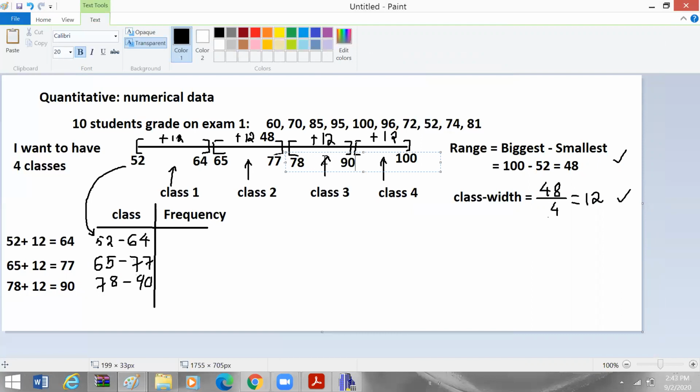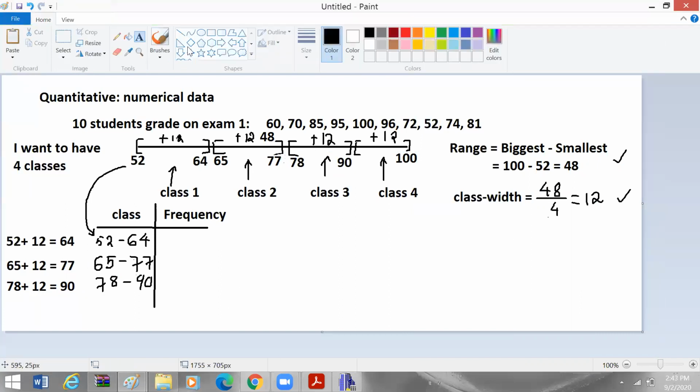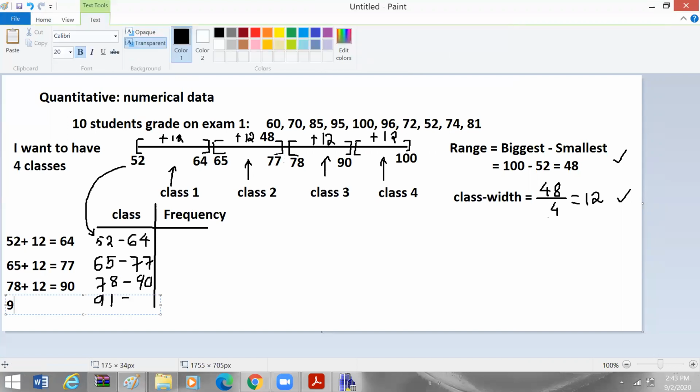So again, we cannot have 90 in the third class. On the last class, we have to start from 91 because it has to be one number bigger than that. And then we add 12. Okay, so 91 plus 12, and we got 103.